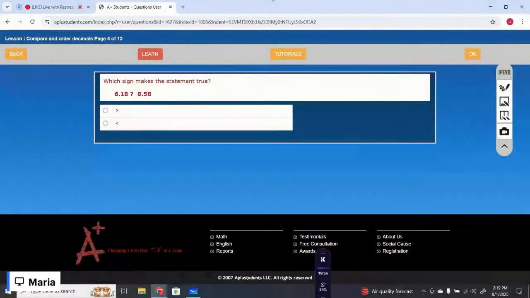Which sign makes the statement true? 6.18 and 8.58. 6.18 is less than 8.58. Option number 2 is the correct option.